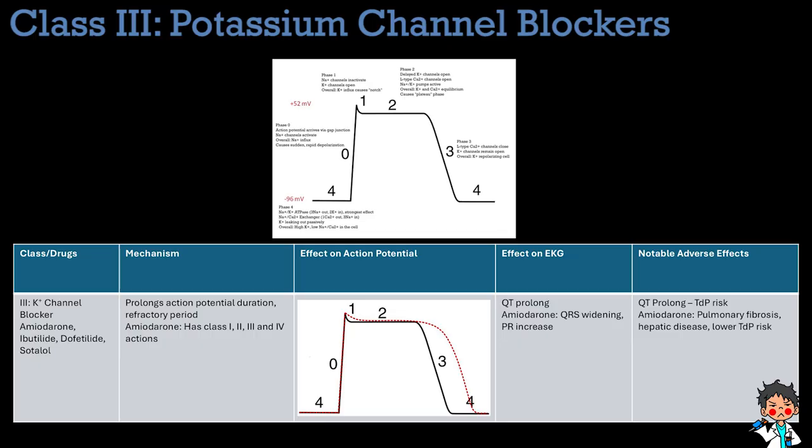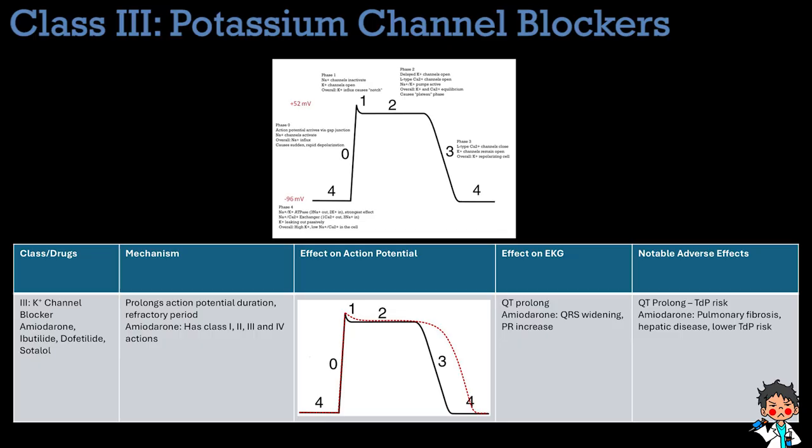So because of that, when you use amiodarone, the changes on the EKG would not look the way you would expect if you were thinking it's only a potassium channel blocker, because then you would only be thinking about the QT prolongation. But amiodarone also causes QRS widening. It causes PR interval increase. And even with the adverse effects, it kind of has a lot of differences.